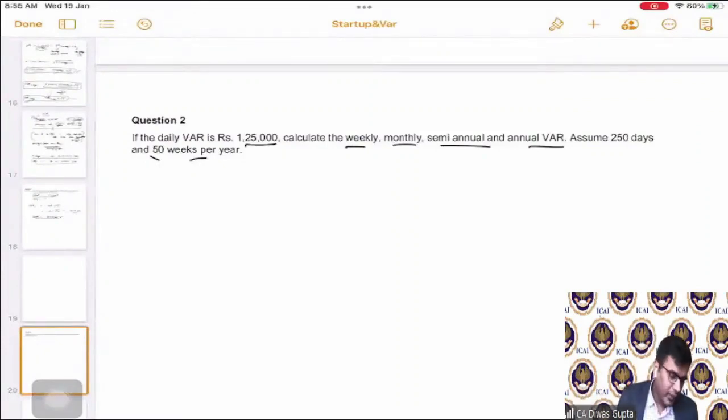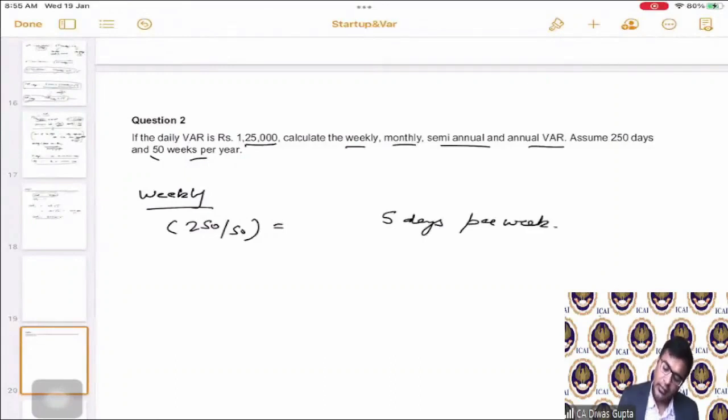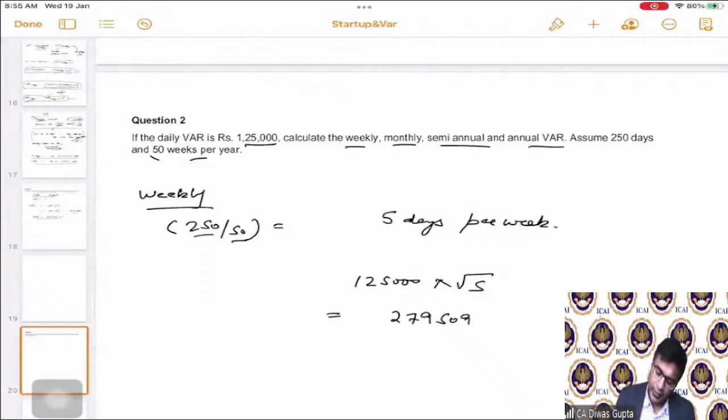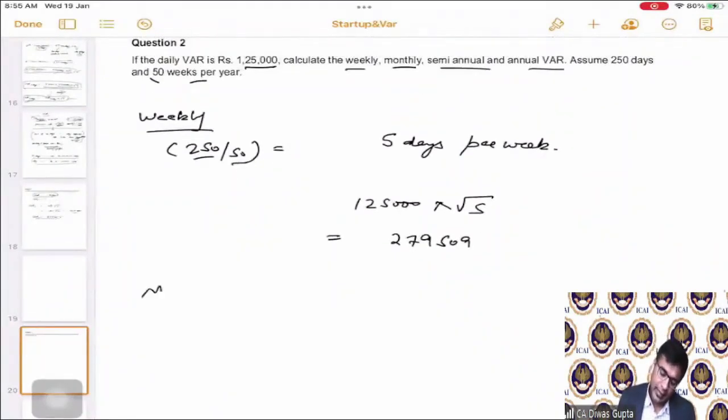So first of all, we will calculate the weekly VaR, correct? Now there are 250 days and 50 weeks in a year. So that means we can use 5 days per week, correct? Because we are saying in a year, there are 250 days and 50 weeks. That means how many days per week? It's 5 days, okay? So it comes as 1,25,000 multiplied by under root 5 for 5 days. So this is coming as 279,509.